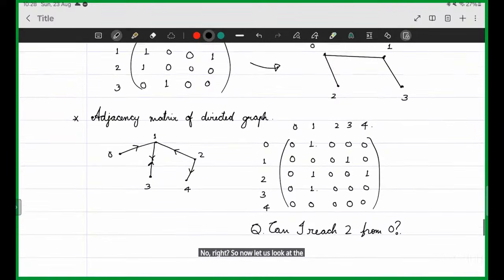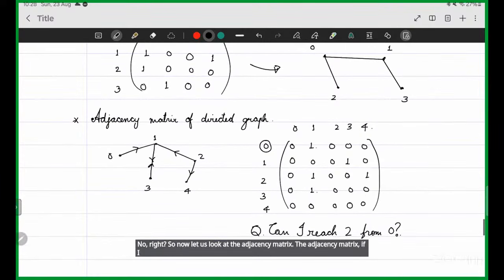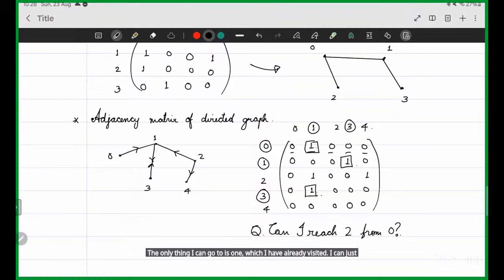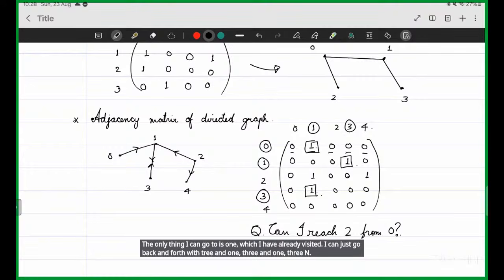Now let us look at the adjacency matrix. If I start from 0, the vertex I can reach is just this one. So that is vertex 1, right? Then I look at all the vertices which start from 1. So that is only this one, and no 2. So I can go to 3. Now, if I start with 3, the only thing I can go to is 1, which I have already visited. So I can just go back and forth with 3 and 1, 3 and 1, 3 and 1. Right. So 2 is not reachable.